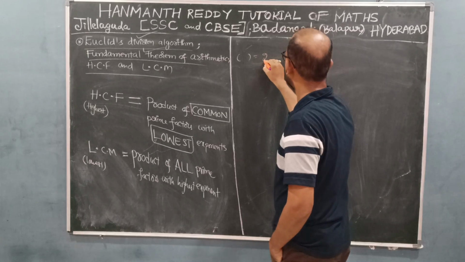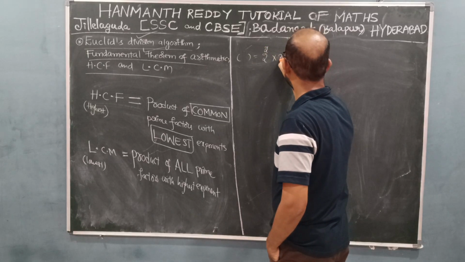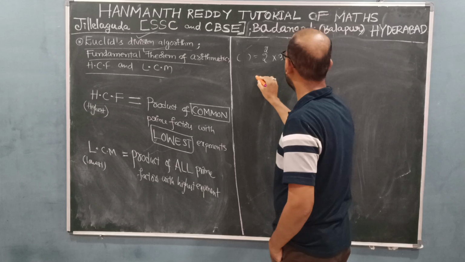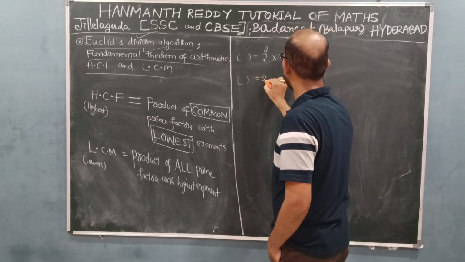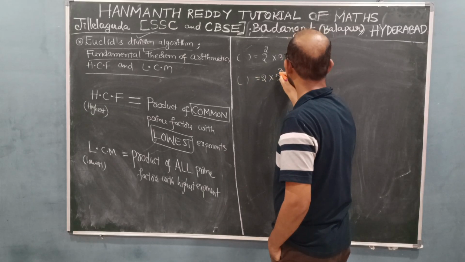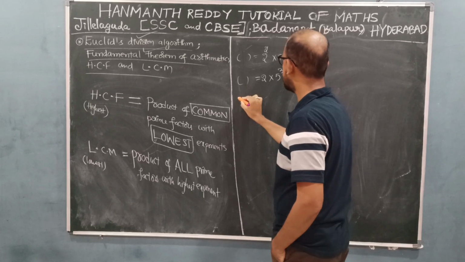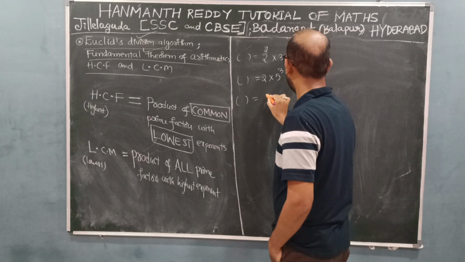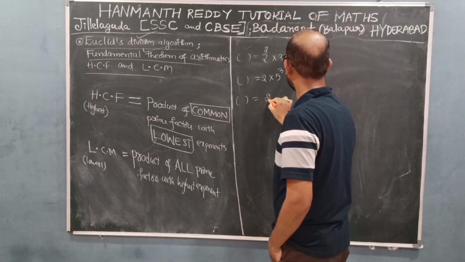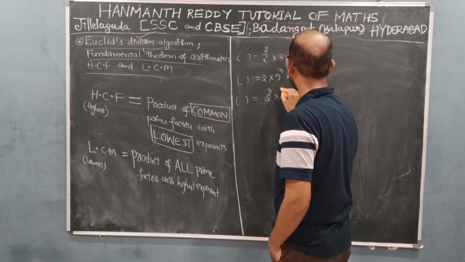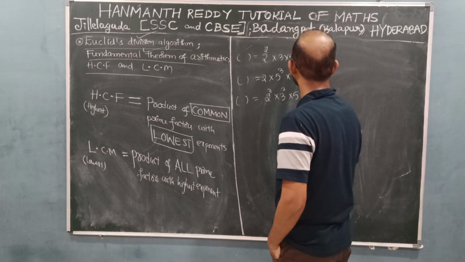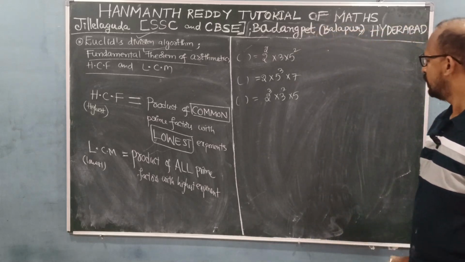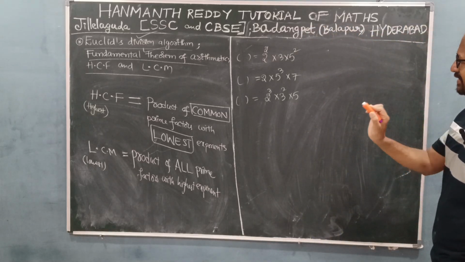One number can be written as 2 square into 3 into 5 square, and another number can be expressed as 2 into 5 cube into 7. Next, let us take one more number: 2 cube into 3 square into 5. Now I want to calculate HCF and LCM.